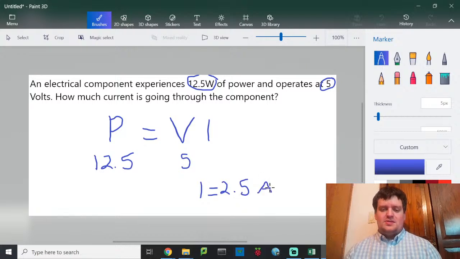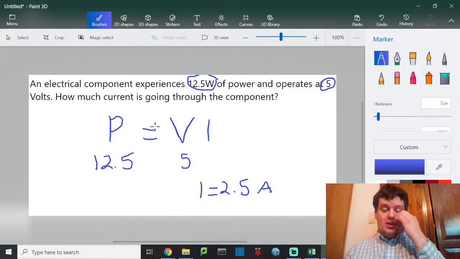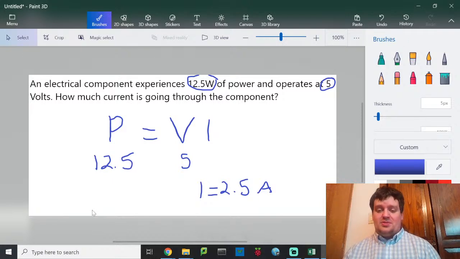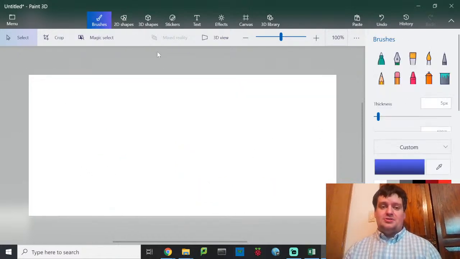Okay, so that's pretty simple. If we're given power and we're given either voltage or current, we can figure out the other one. If we're given voltage and current, we can figure out power, okay? So that's just how we have to play this game. We're going to be doing this a lot in this class, so let's do another quick power calculation.